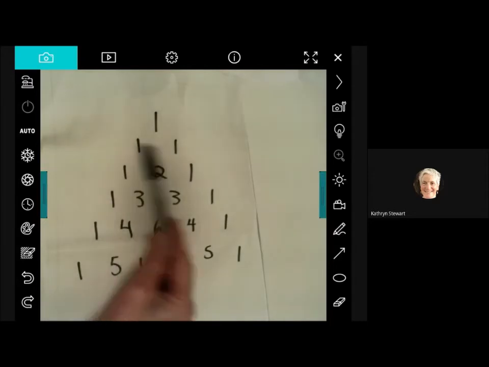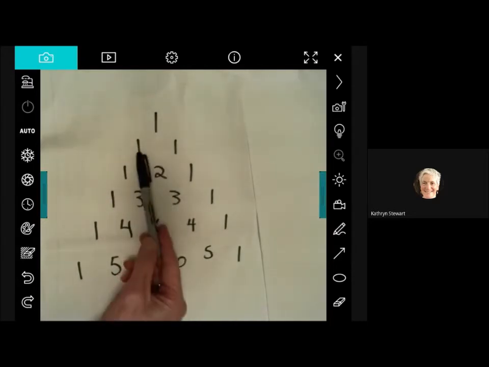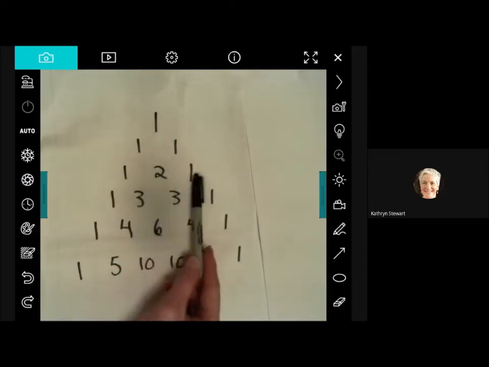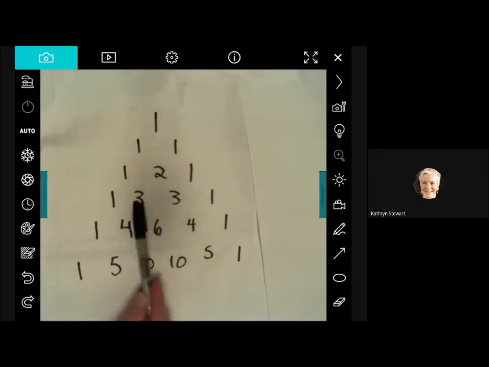But one pattern is, of course, that you can add 1 plus 1 and get 2. 1 plus 2 is 3. 2 plus 1 is 3. 1 plus 3 is 4. 3 plus 3 is 6, and so on. And if you recall, this is one way to get our coefficients.